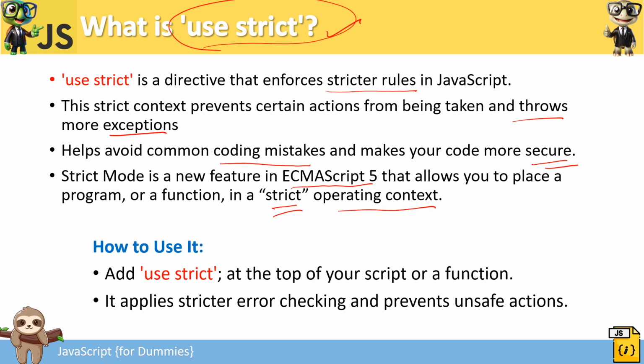How do we use it? We add the words literally use strict at the top of your script or a function. So you can add the words use strict on top of your script or in a function. It implies error checking and prevents unsafe actions. So it ensures that the error checking is done properly. If there's a mistake in your code, it will generate an error, and it will make sure that your code is not unsafe, and has no bugs or issues with it.